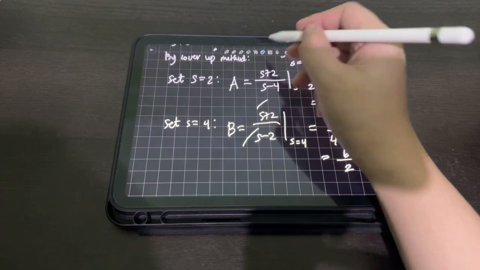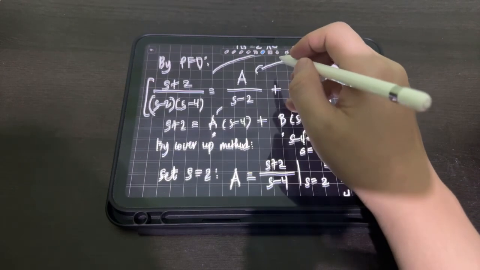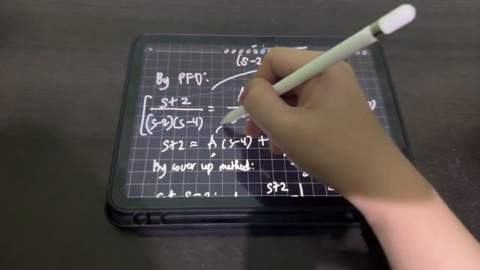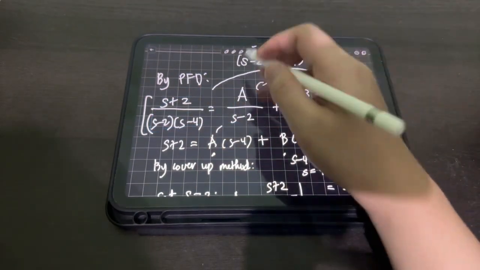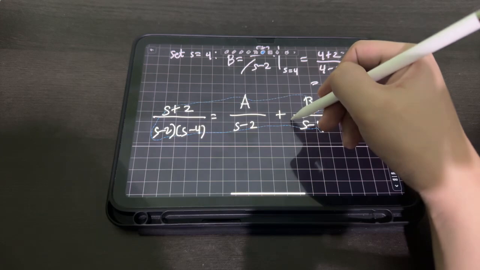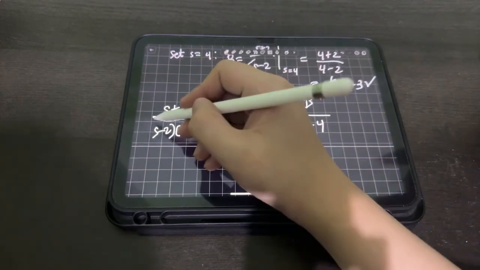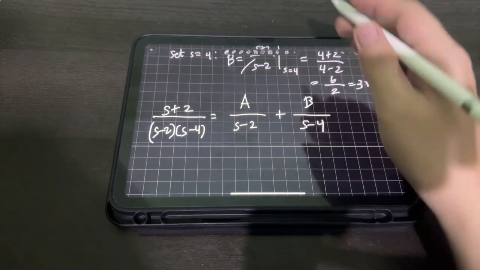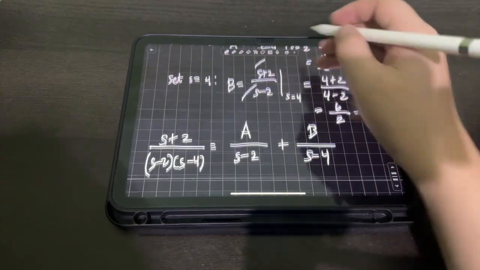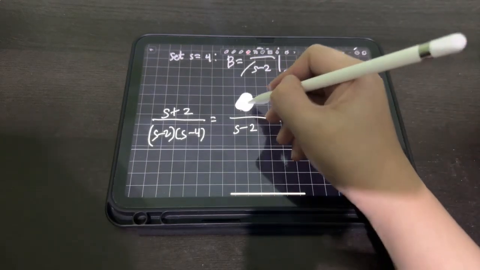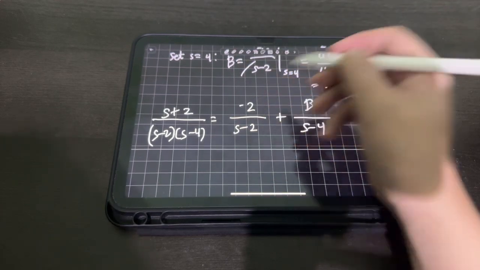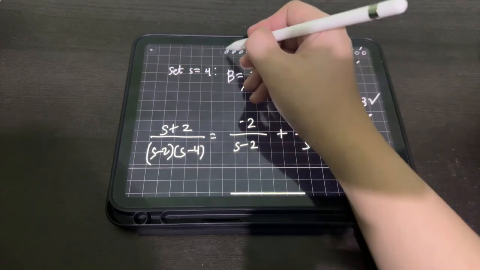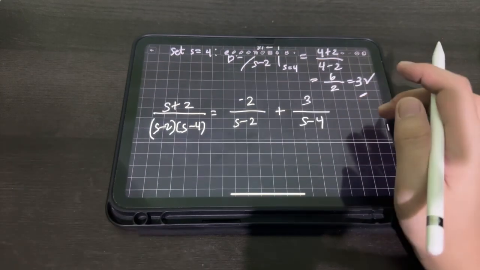Okay, now that we have a and b, we can go back to this sum of partial fractions if we copy. Okay, we can now replace the values of a and b with the obtained values. For a, it's negative 2. Replace it with negative 2. And for b, it's positive 3. We can replace this with positive 3.